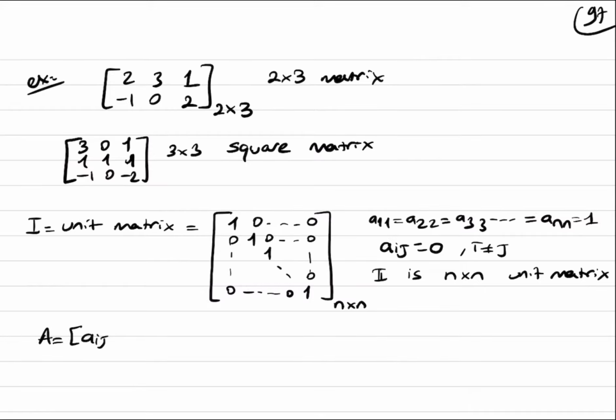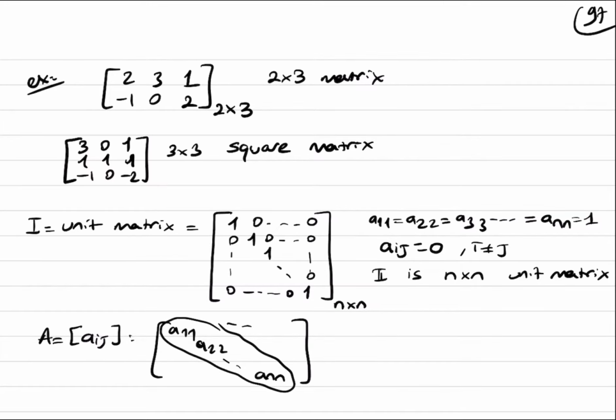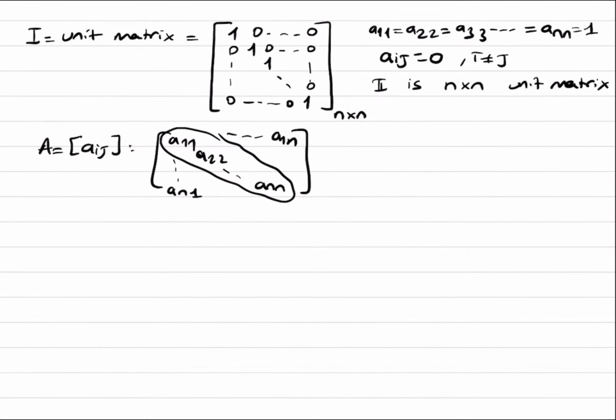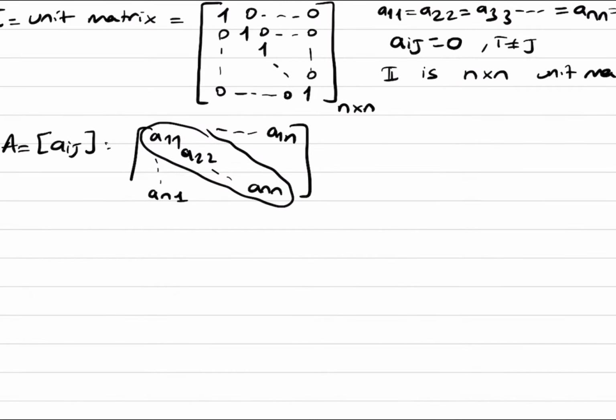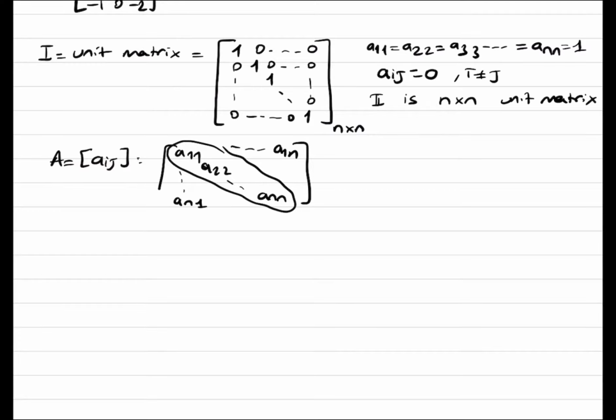Let me now give the main diagonal. Whenever you have a11, a22, up to ann, in this n by n matrix, this is the main diagonal of the matrix. Great.